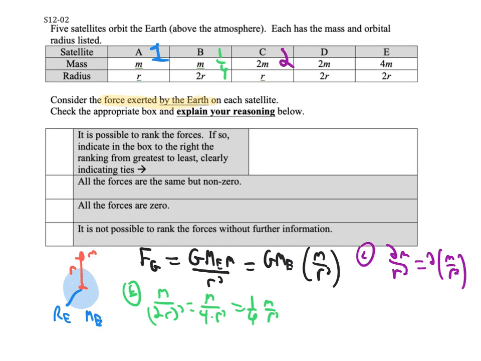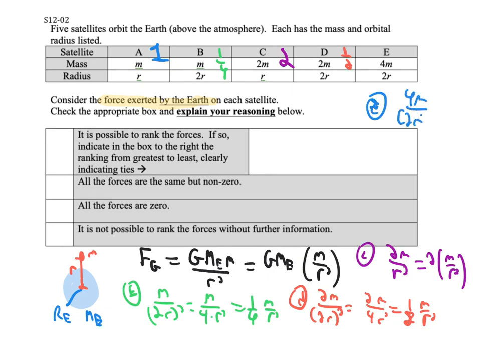In case D, we have 2m, but it's over (2r) squared. So we have a 2m on the top, but a 4r squared on the bottom. That's 1/2 times the m over r squared. So this is a ratio of 1/2. And then for case E, we have 4m, but it's over (2r) squared, which is 4m over 4r squared, which turns out to be the same as m over r squared, so this is also 1.